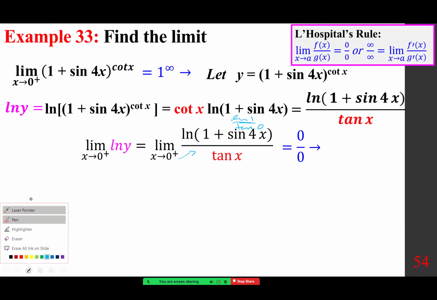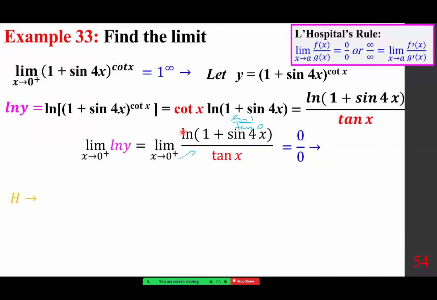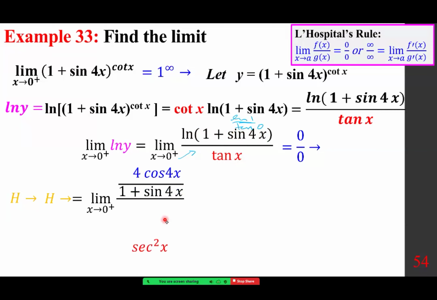If I want to use L'Hopital's rule, I'm going to write the limit as x approaches 0 from the right of the derivative of the top over the derivative of the bottom. How do I take the derivative of the top? Since I see a natural log, I'm going to make it 1 over 1 plus sine 4x, times the derivative of the expression, which is cosine 4x times 4, and the bottom, tan, gives me secant squared.